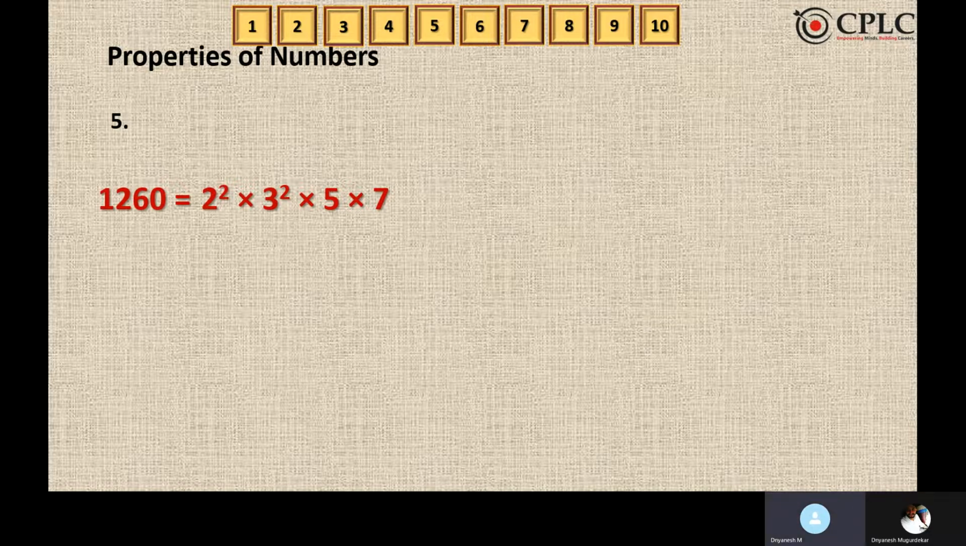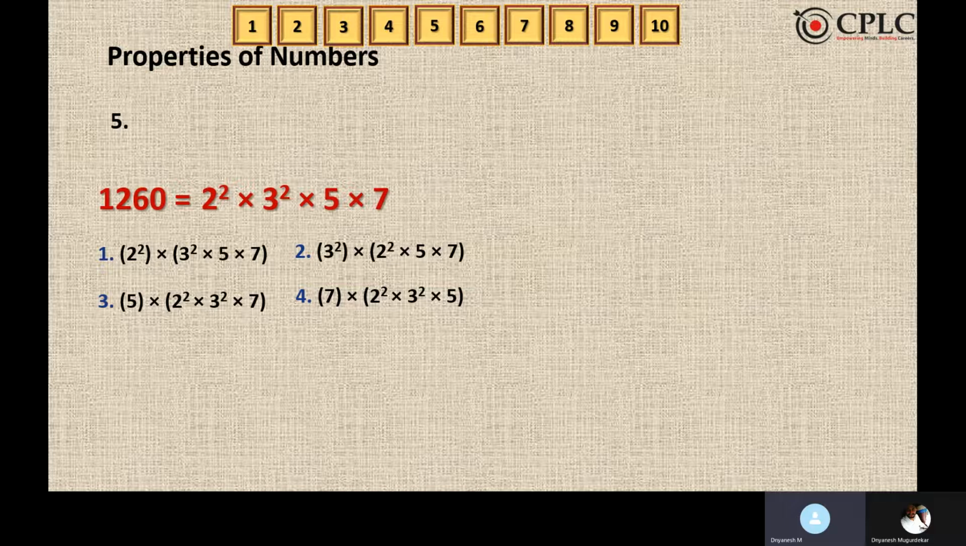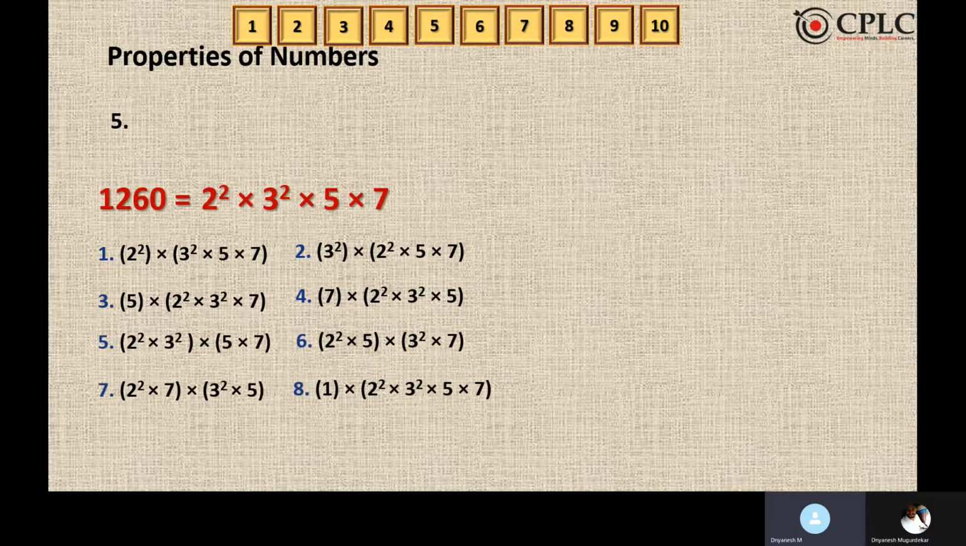And when you separate out the groups, these are the combinations that you can make. Consider one at a time, remaining three at a time. Keep swapping that. Once the 1 and 3 groups are done, make groups of 2. Three such combinations will be there for the alternate pairings. And then the last one, the easiest combination, 1 into the entire number.